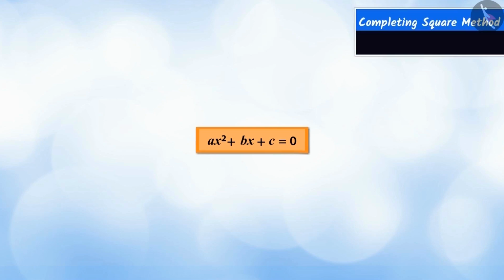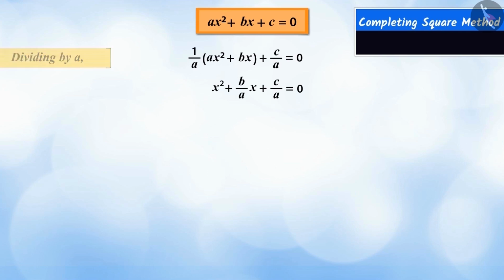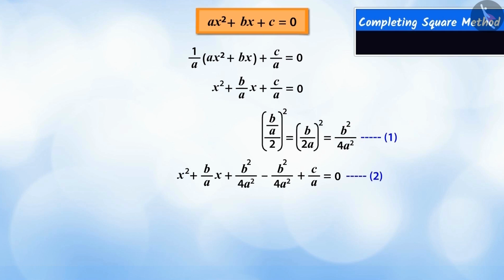To solve this equation by completing the square method, first, we divide the equation by a to make the coefficient of x to the power 2 as 1. Then, to make a perfect square, we halve the coefficient of x and raise it to the power 2. We will add and subtract the value obtained in the equation so that the equation is balanced. This is equation 2.